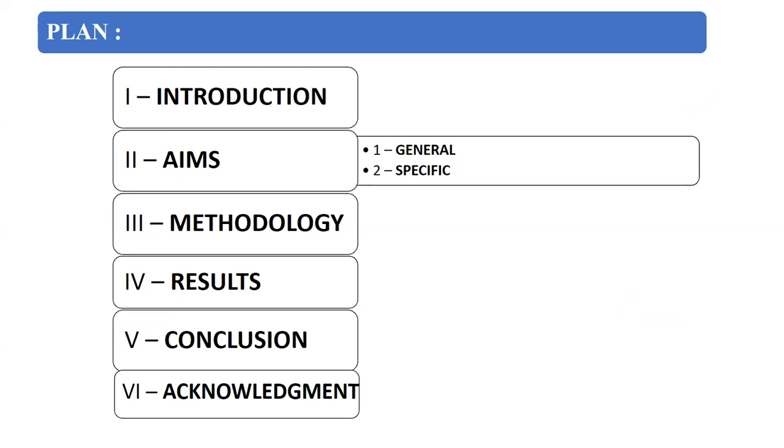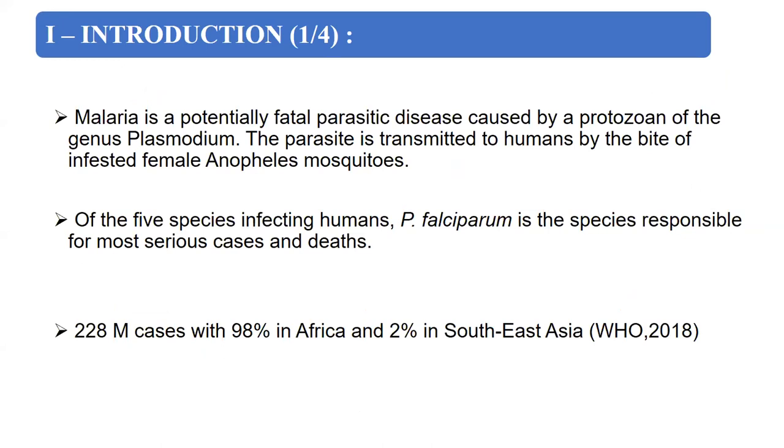Introduction. Malaria is a potentially fatal parasitic disease caused by protozoan of the genus Plasmodium. The parasite is transmitted to humans by the bite of infected female Anopheles mosquitoes. Of the five species infecting humans, P. falciparum is the species responsible for most serious cases and deaths. 228 million cases in the world, with 98% in Africa and 2% in Southeast Asia.